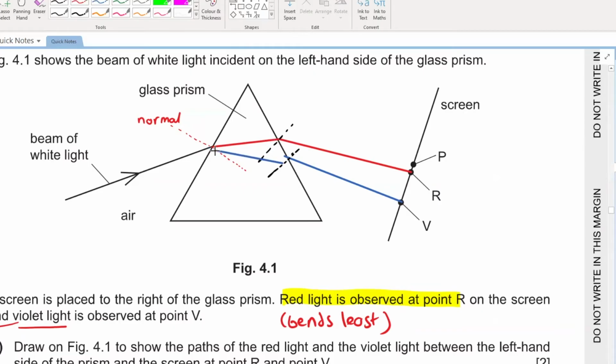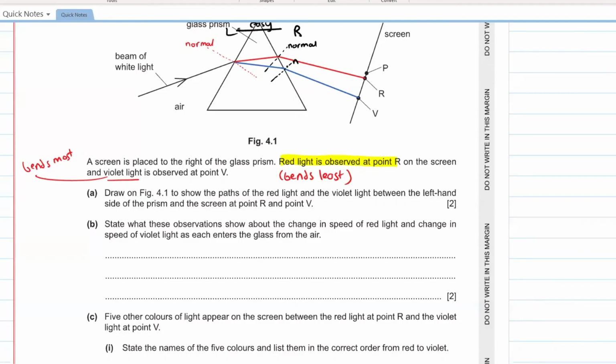If you had gone from left to right, you would have gotten too much trouble. It would have been difficult. Right to left is pretty easy. This is how you will always draw a prism ray diagram. Let's move on to part B.